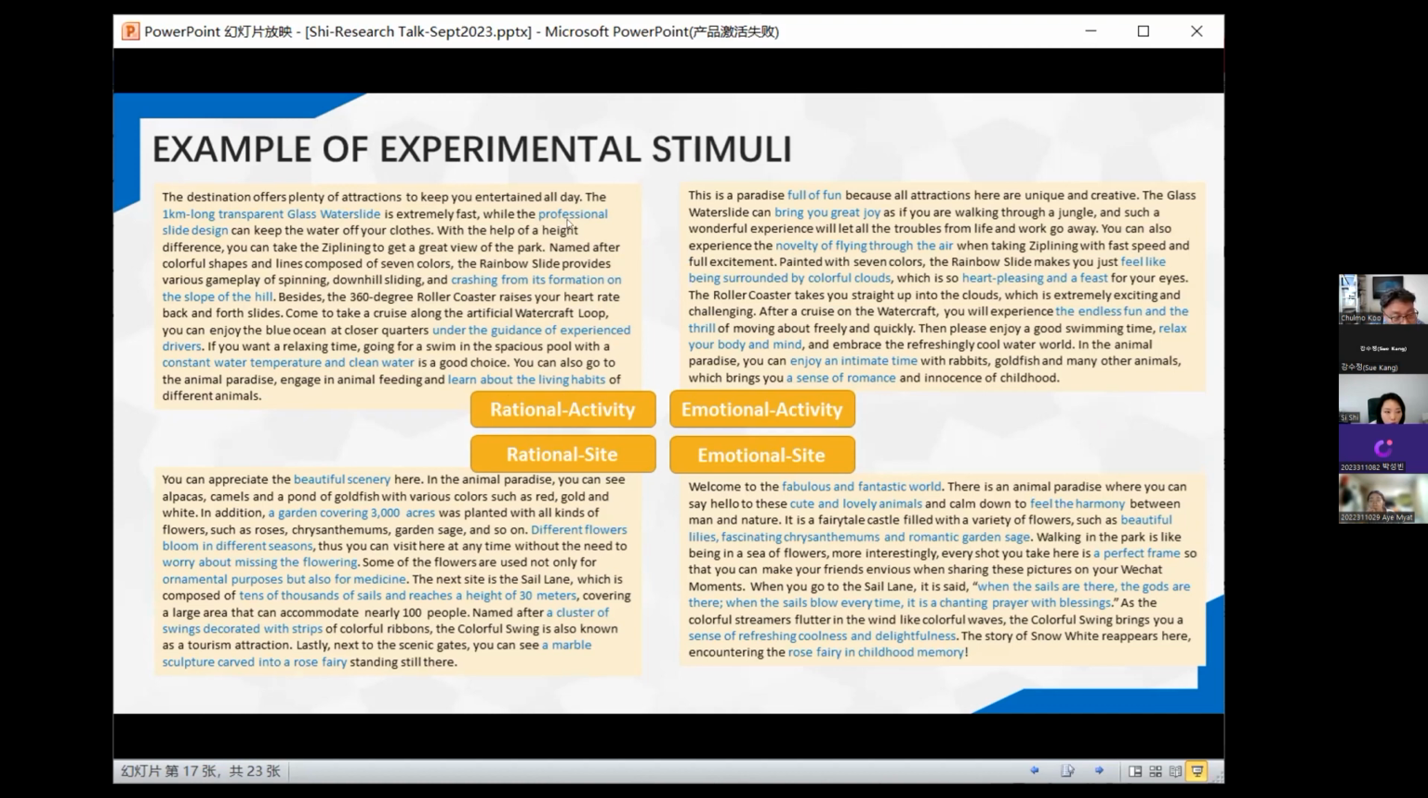This one focuses more on the utility values or the designs of the activities, and this one focuses more on the emotional aspects, which aims to steer your inner feelings. Okay, and here similarly, this is rational and this is emotional for the site-centric content.